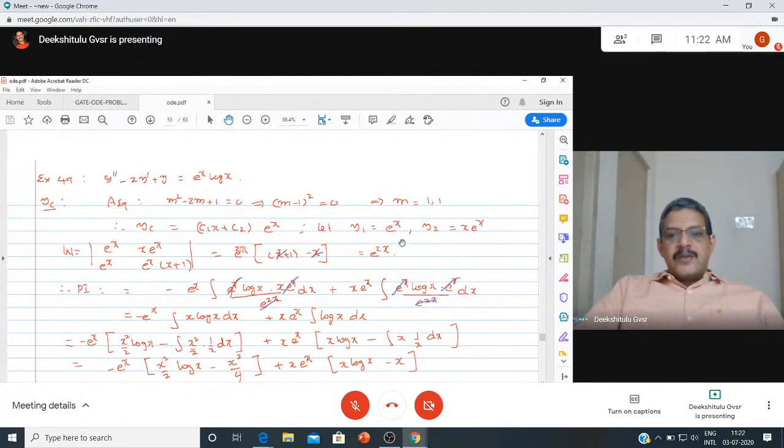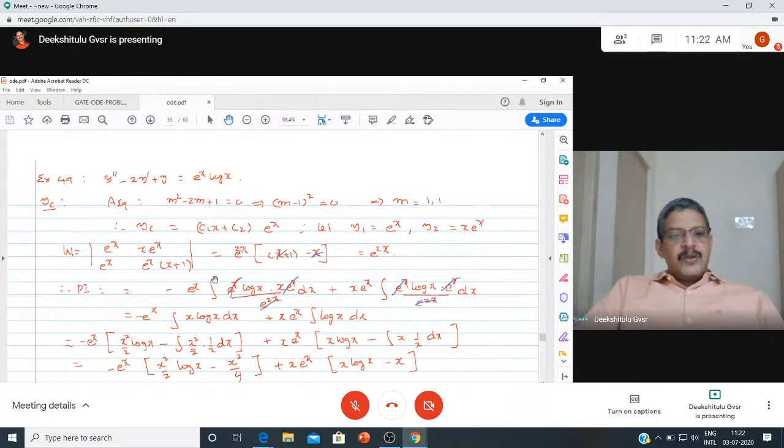Then you take y1 as e power x, y2 is x into e power x. Clearly they are independent functions. You can check by Jacobian or maybe by Wronskian that it is not equal to 0. So the Wronskian becomes: first row e power x, y2 is x e power x, and the second row is the derivatives. The derivative of e power x is e power x, and the derivative of x e power x is e power x into 1, then x into e power x.